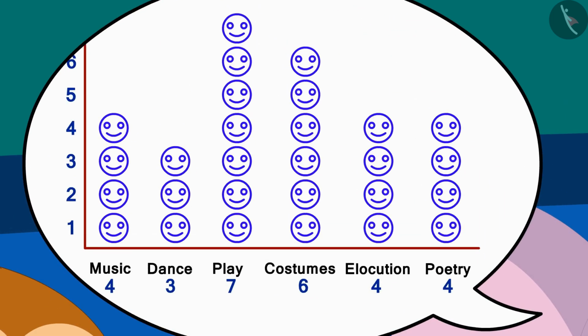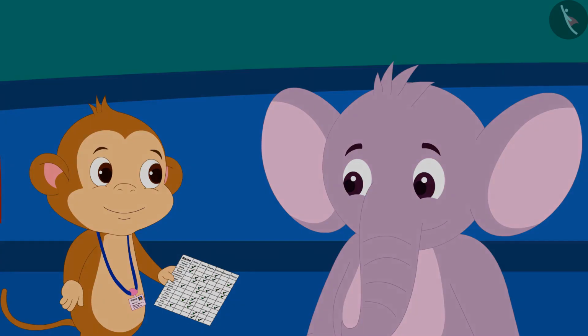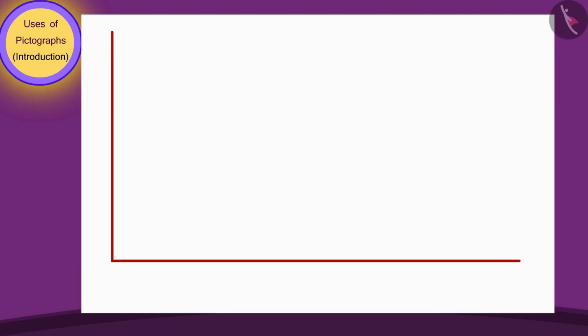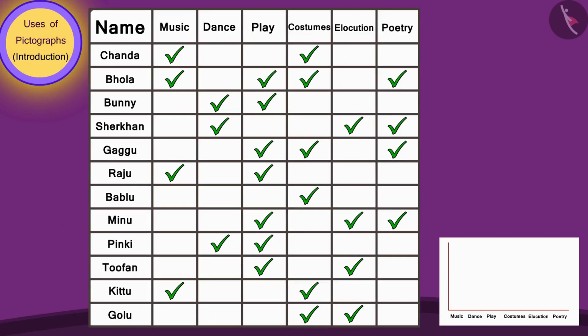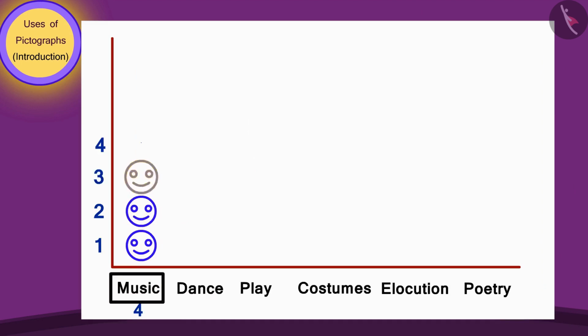Come, first let me teach you how to make this. See, I have written the names of the programs on a horizontal line. Then I counted the symbols made under the singing program in your table and drew equal number of faces on top of the singing program in my pictograph."